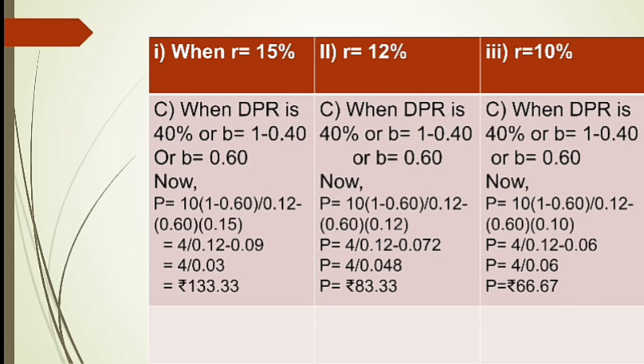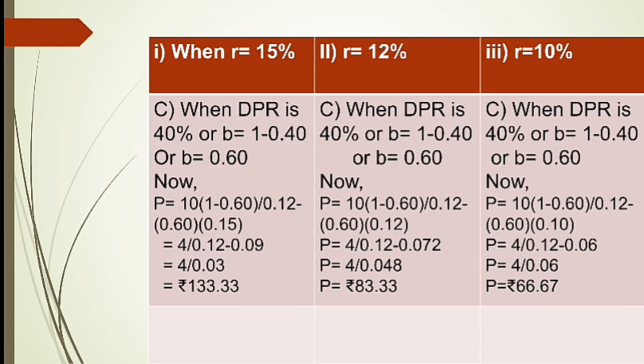So in the declining firm condition, when R equals 10%, what is the value of share when the dividend payout ratio is 40%? So when the dividend payout ratio is 40%, then B is 0.60. Now we just put the values in the given formula. The formula, as we all remember, is E multiplied by 1 minus B divided by K minus BR.